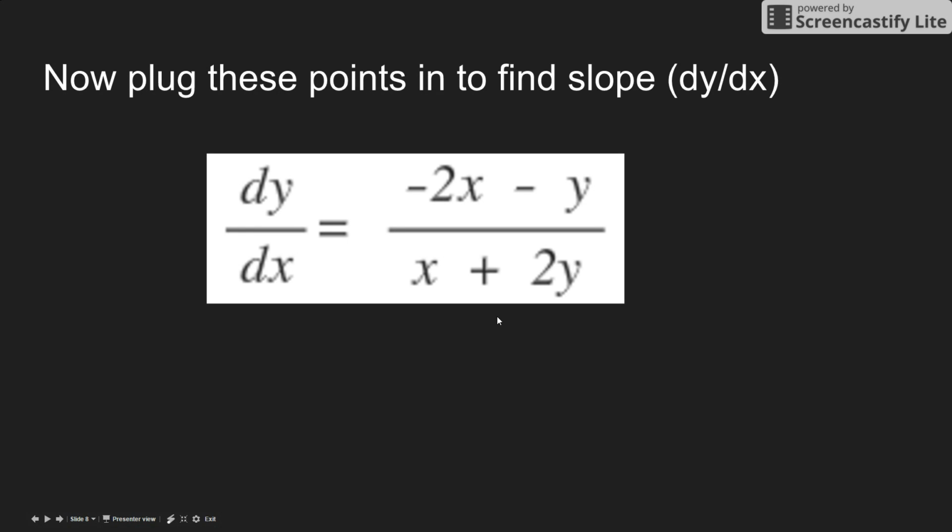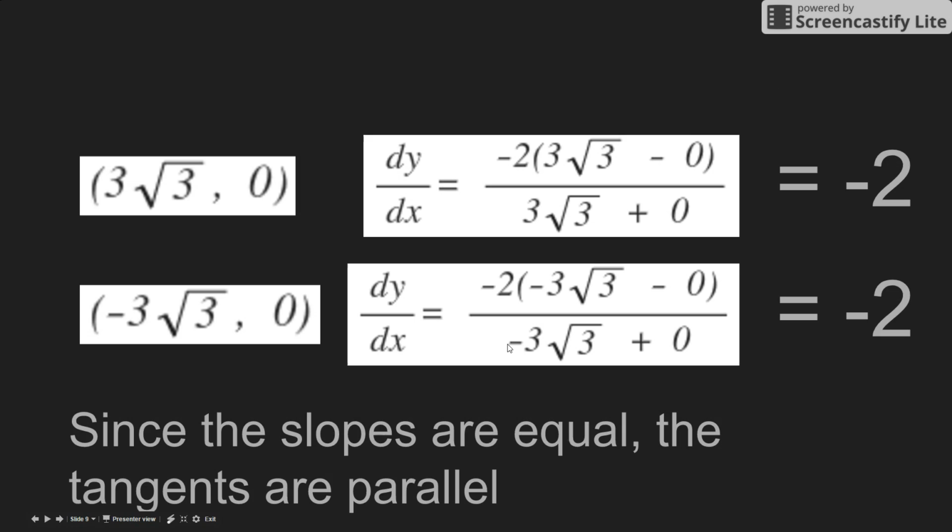3. Now what we have to do is plug these points back into our equation for the slope. Doing this, we find that the slopes at both x-intercepts are equal. And if the slopes are equal, then we know that the tangents are parallel. And that is our answer for part B.